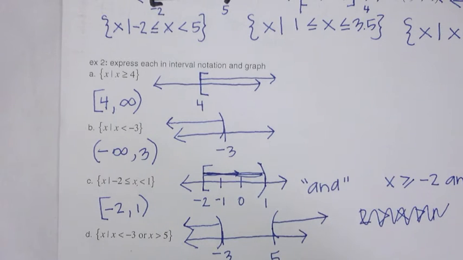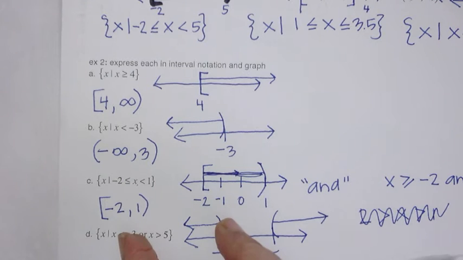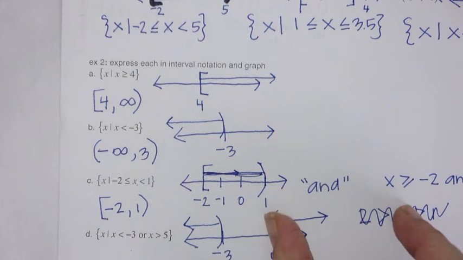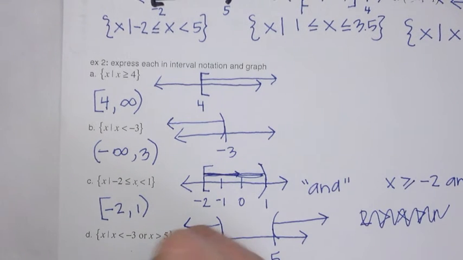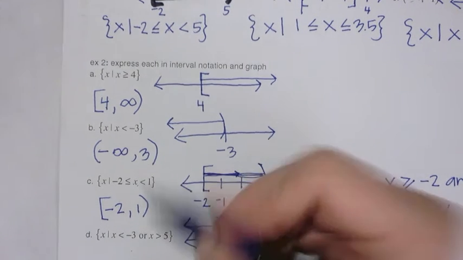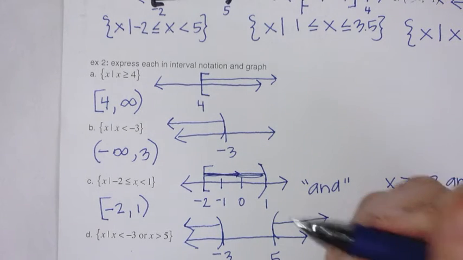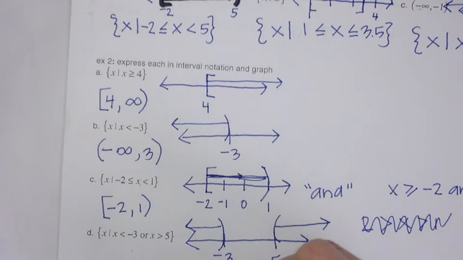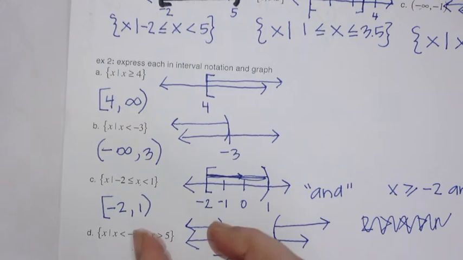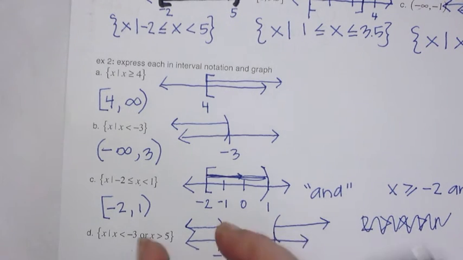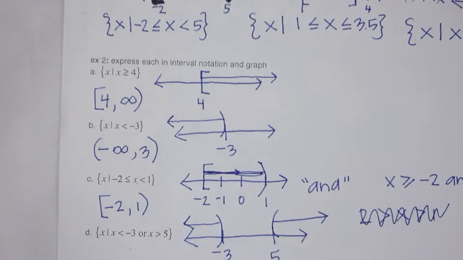So how do you write that in interval notation? Just be very careful because it's actually one interval and then a break and then another interval. So the solution is actually 2 intervals: from negative infinity to negative 3. And the symbol for or is a U. It stands for union. And then it picks back up at 5 and goes to infinity. So because there's a break in the interval, you have to write it as 2 separate intervals. Okay, so that's just the basics of interval notation.